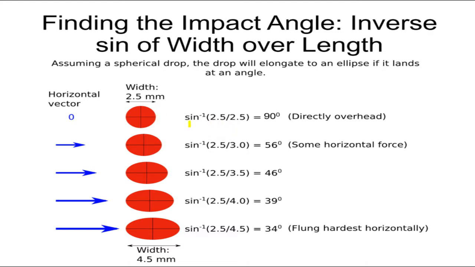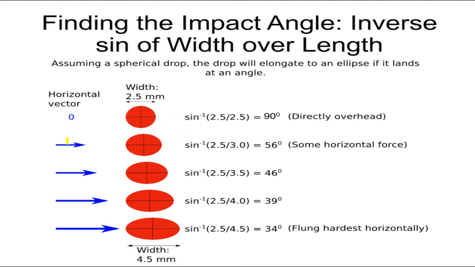So the inverse sine, or the arc sine of 2.5 divided by 2.5, that's our number, will give you an angle. Remember, the inverse sine of a number will give you the angle. The inverse sine of the width divided by the length will give you the angle. This is 90 degrees. And this actually makes a lot of sense. If the blood came from directly overhead, it'll land in a perfect circle. We are assuming a spherical blood drop, which is generally assumed. It's a good estimation that the blood is roughly spherical. So when it lands flat, it'll form a circular stain.